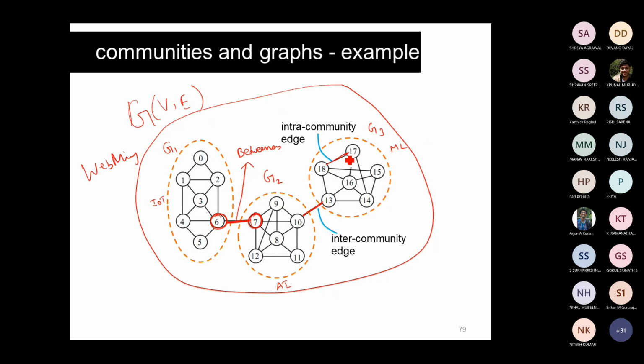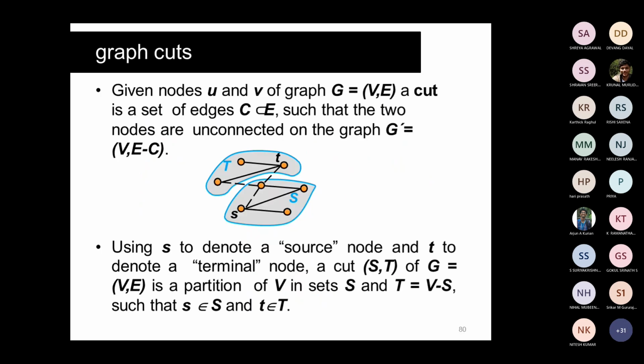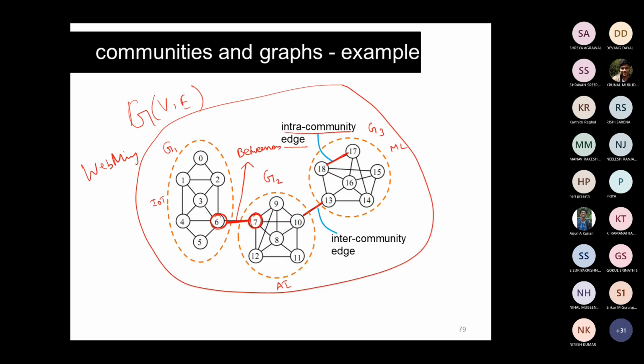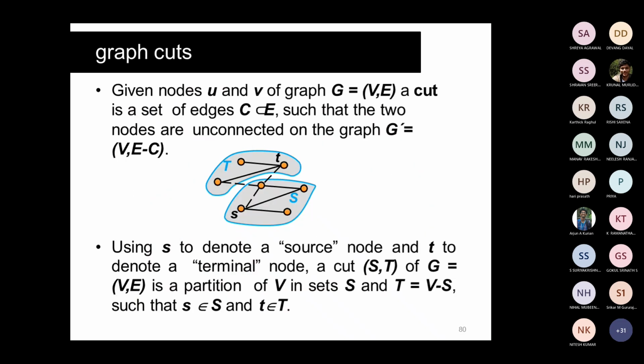Within the subgroup itself, we can identify an intra-community edge. The edge that exists in the smallest subgraph is called an intra-community edge. So with this idea, we have to know a concept called graph cuts.